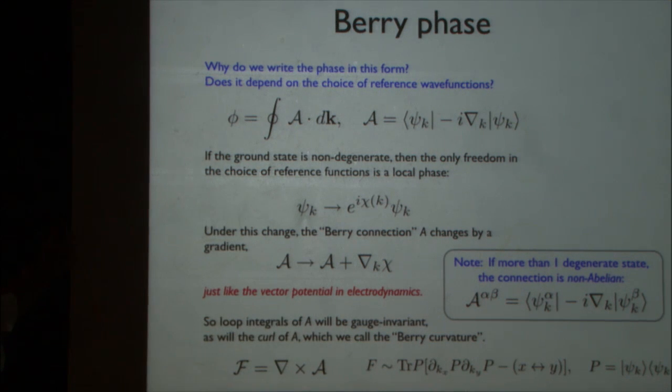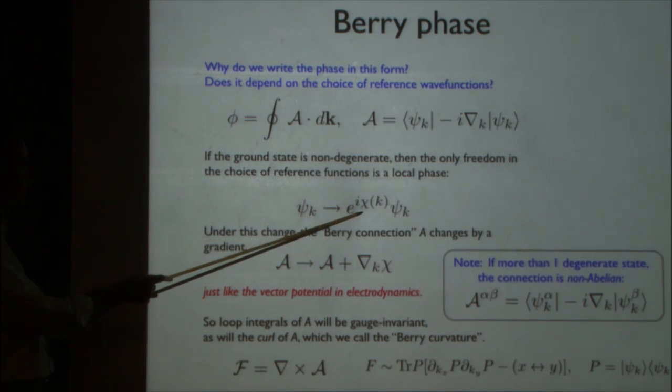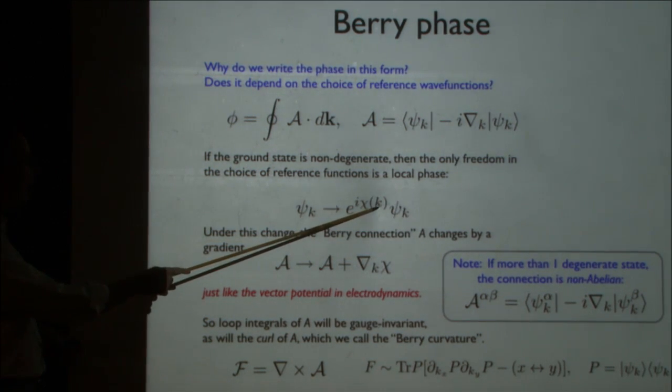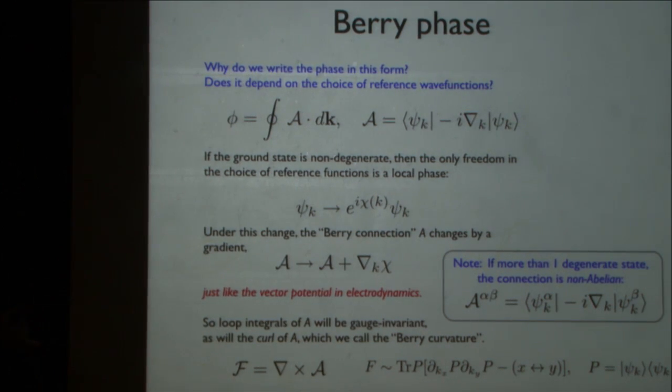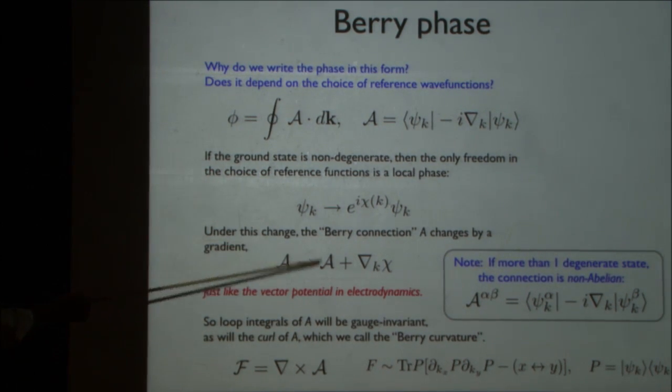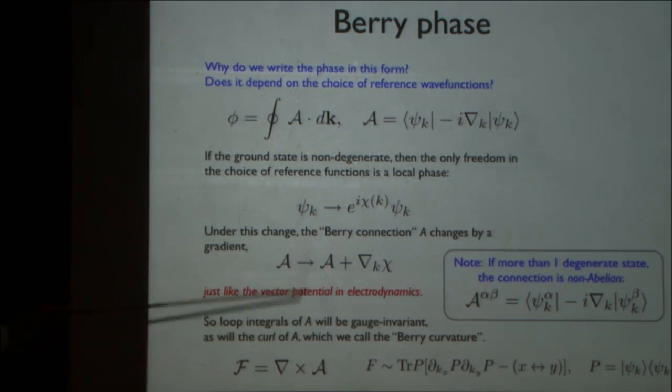And in particular, for the problem I'm talking about, where I've got wave functions that depend on this parameter k, I might choose psi sub k, and you might choose a different phase convention. So some different phase that varies with k. And physics should not depend on this. This is like a gauge choice in gauge language. So if I make this change, then the vector potential changes by a gradient of the phase factor. And that's actually just like the vector potential in electrodynamics.